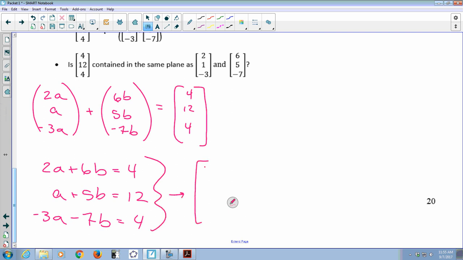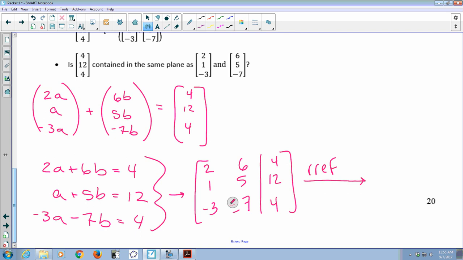So this is going to become 2, 1, negative 3, 6, 5, negative 7, augmented with 4, 12, 4. And then I'm going to do some RREFing. I'm not going to do all the work out now. We've had some practice with that today. And I will just tell you that this comes out to 1, 0, 0, 3, 1, 0, augmented with 2, 5, 0.